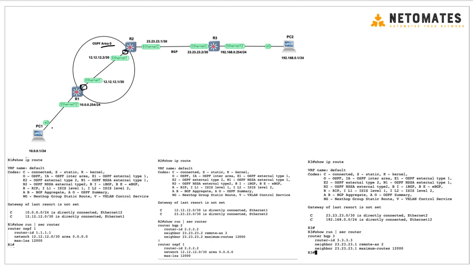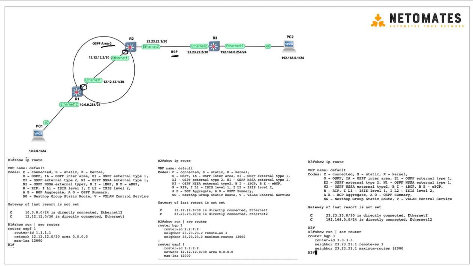Okay. And there is a PC behind the R1 Ethernet 1/2 interface, which is in the network 10.0.0.0/24. And on the other side R2 is connected to R3 and we are using BGP to send routing information. Then behind R3 we have PC2 with the 192.168.0.0 network. So in order to make communication work between PC1 and PC2, all the routers in the middle should be able to know the route for both networks.